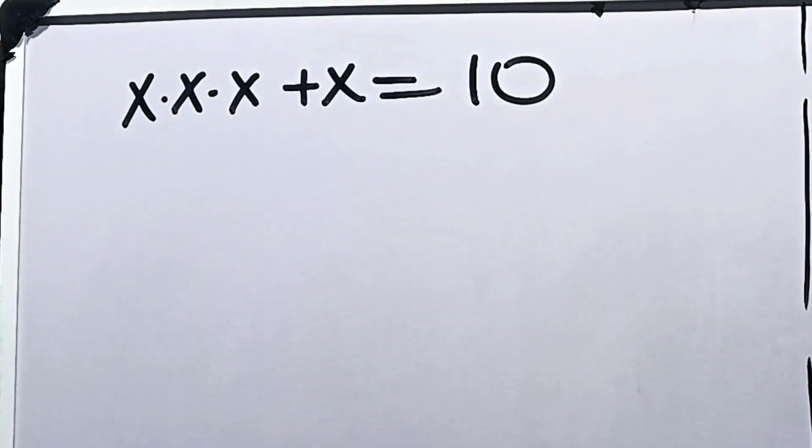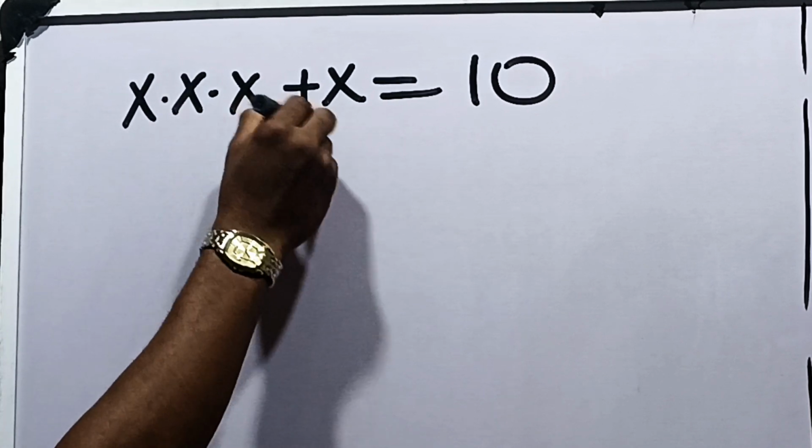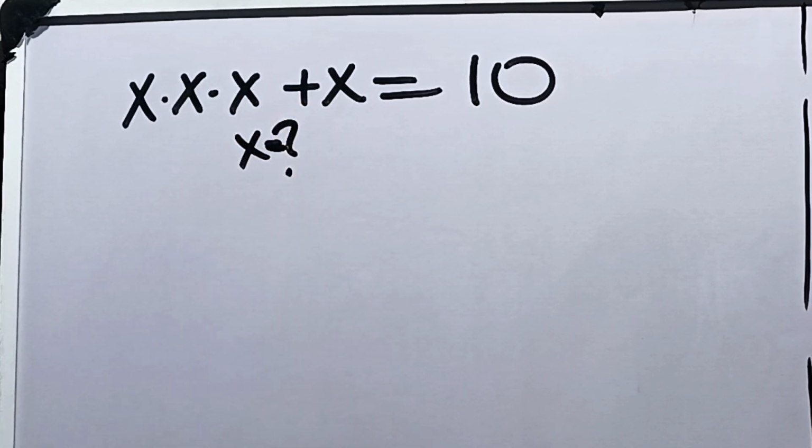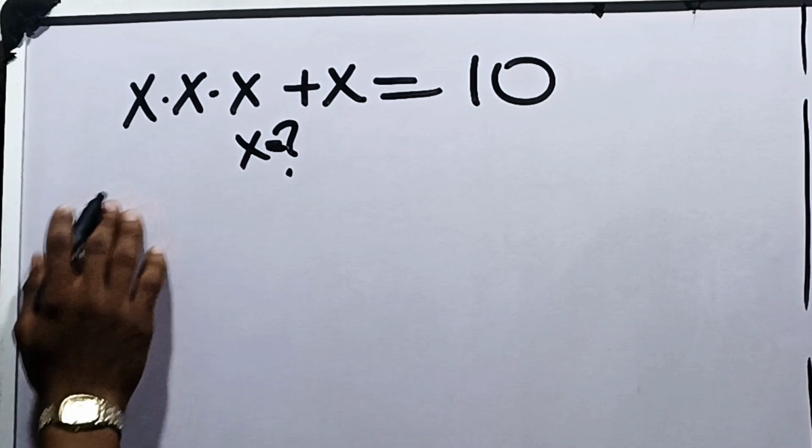Let's solve this together. It says x·x·x + x = 10. We're required to solve for the value or values of x in this equation, okay? But this is not known. Now, first things first, when we have a dot, it means multiplication.